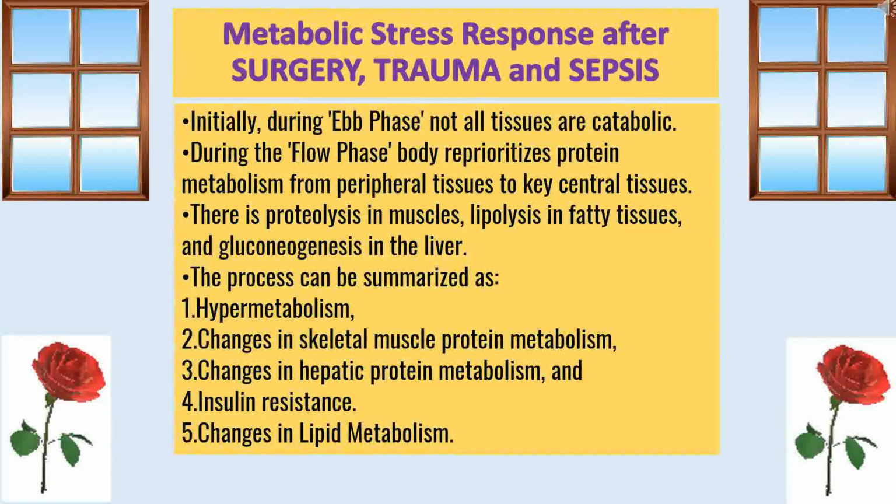On adequate resuscitation and stabilization of the injured patient, a reprioritization of substrate use begins to support the repair of injured tissue. This phase of recovery is also characterized by increased metabolic rates, increased oxygen consumption, preference for readily oxidizable substrates such as glucose, and a stimulation of the immune system. The process can be summarized as hypermetabolism, changes in skeletal muscle protein metabolism, changes in hepatic protein metabolism, insulin resistance, and changes in lipid metabolism.